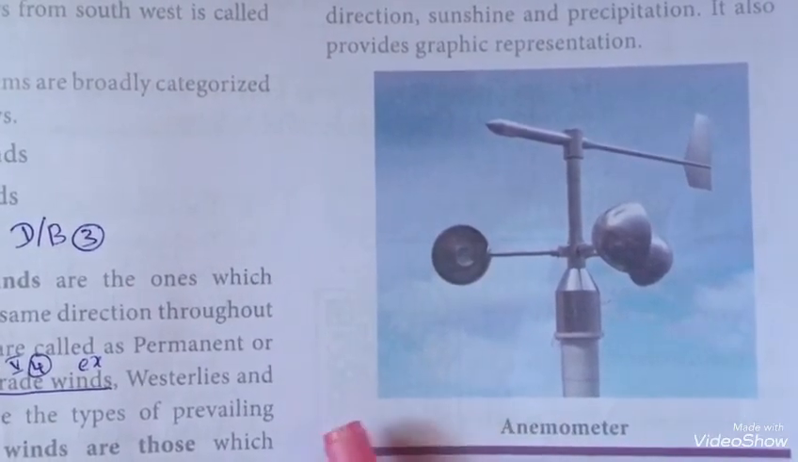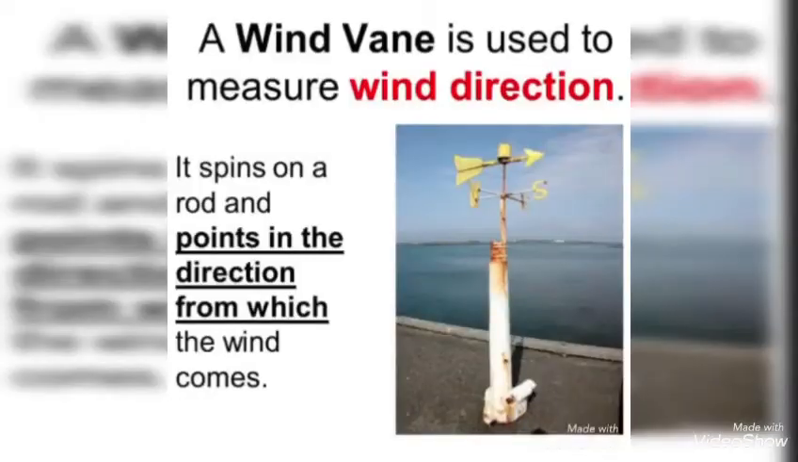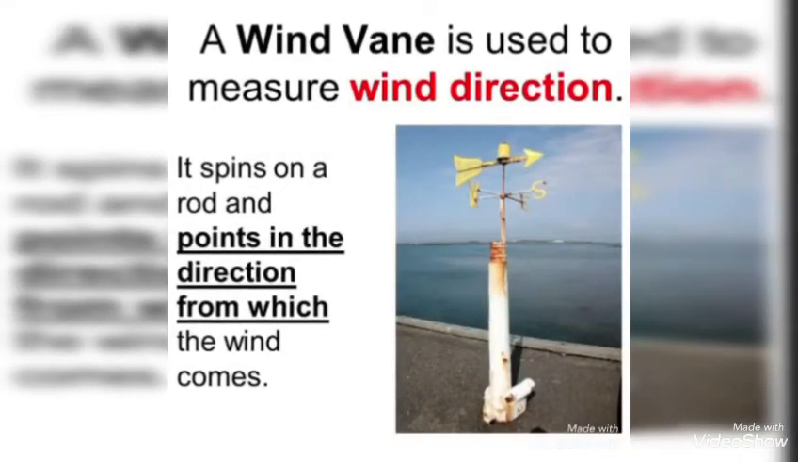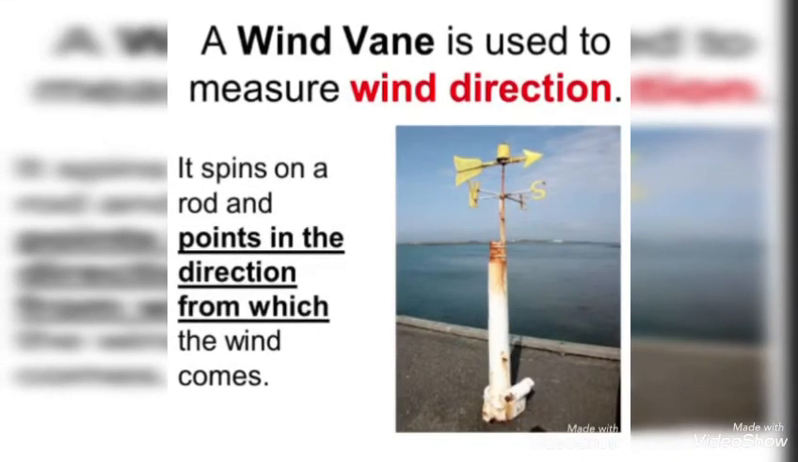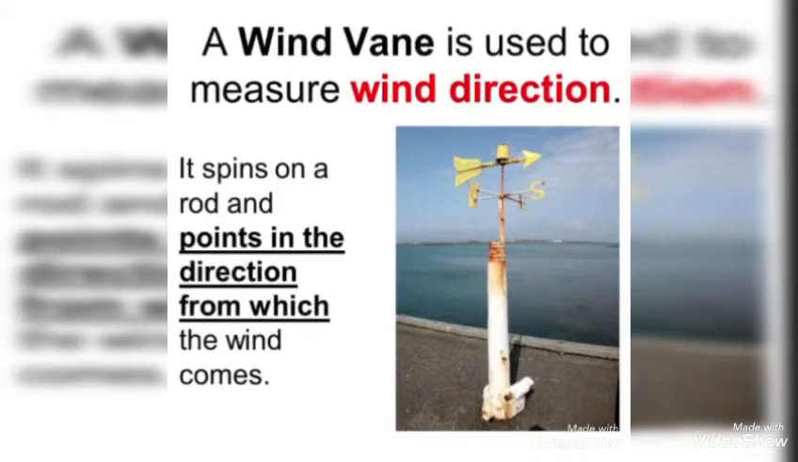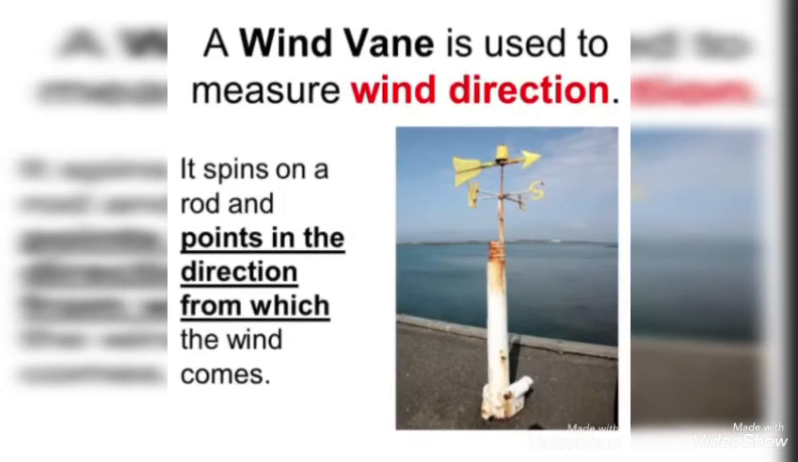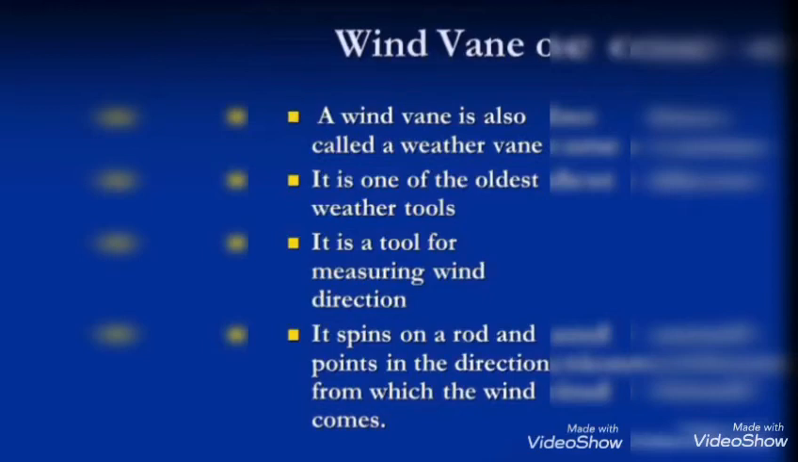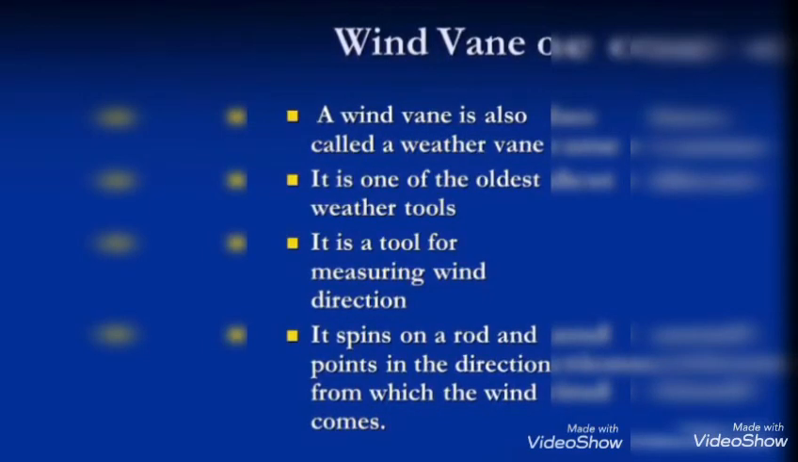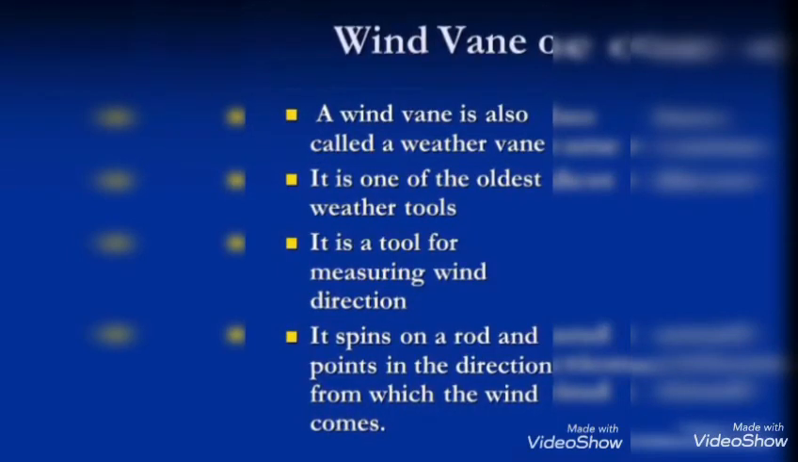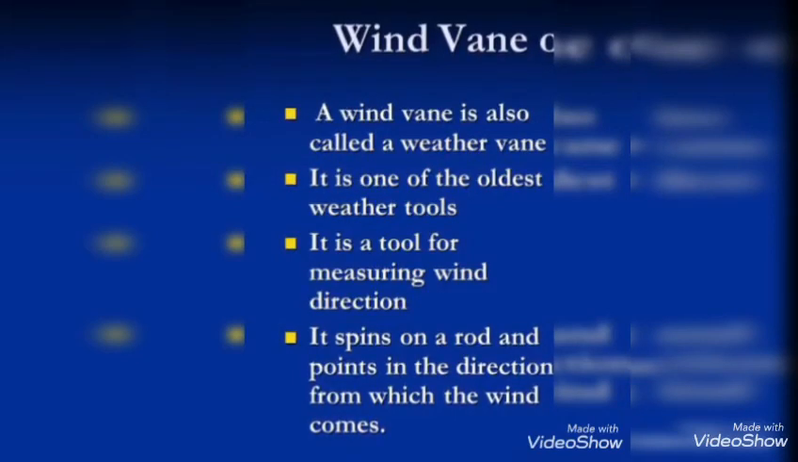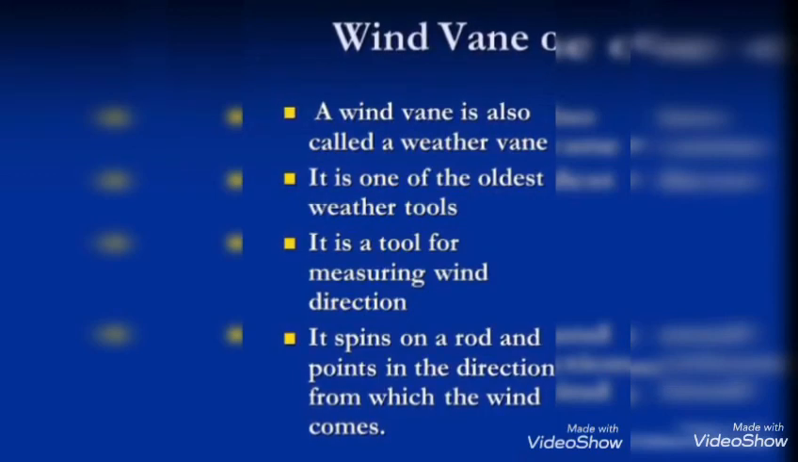So that's all. This lesson is completed. Wind vane is used to measure the wind direction. Anemometer is used to measure the wind speed. And also the wind vane is also known as weather vane. So it is one of the oldest weather tools. It is used to measure the wind direction. So it spins on a rod and points in the direction from which the wind comes from. So the direction of wind is measured by wind vane.